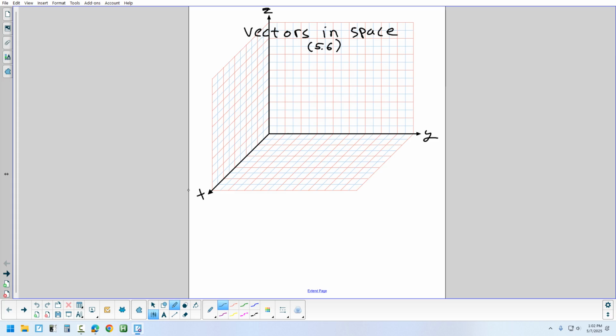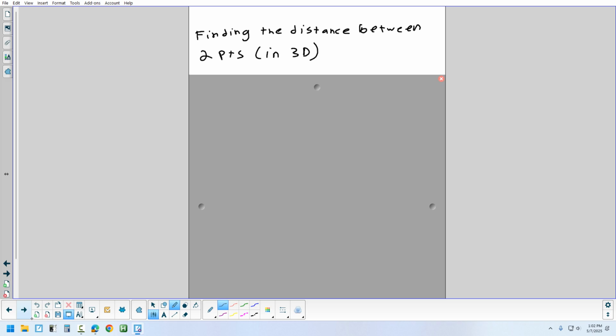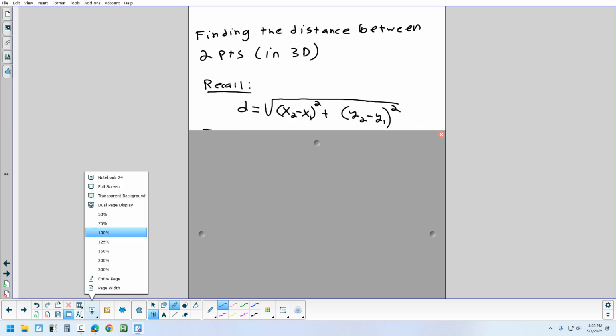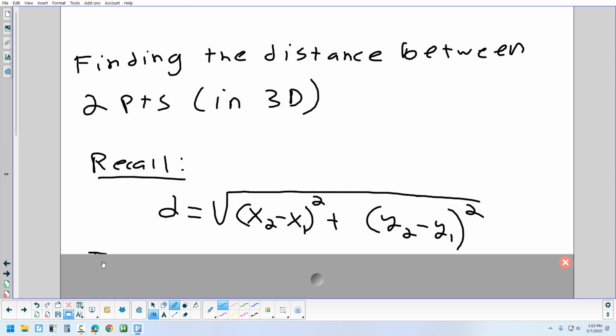Okay, so each formula that we do, I'm going to show you the 2D version, and then I'm going to extend it to the 3D version. So in 2D, that's your formula for finding the distance between 2 points.